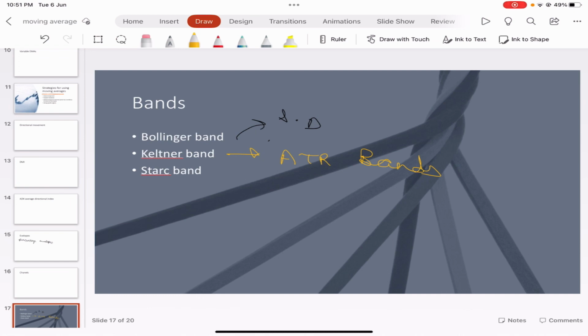Okay, so we are done with our Bollinger band, we are done with our Keltner band. Now what you really have to do is that after watching this video, go on TradingView and backtest Bollinger band, backtest Keltner band, backtest the Stark band, and see which one suits you, which one works for you. Something can work for you and it might not work for me, something can work for me and it might not work for you. So it totally depends on your own perception.